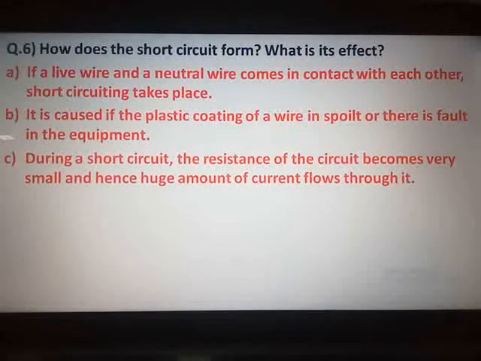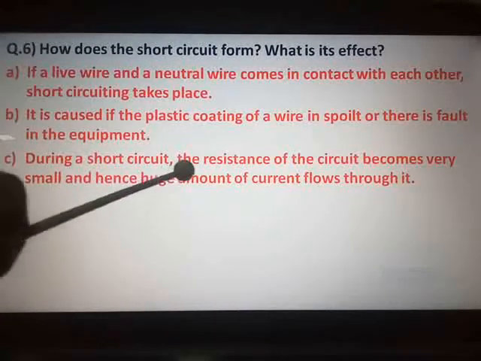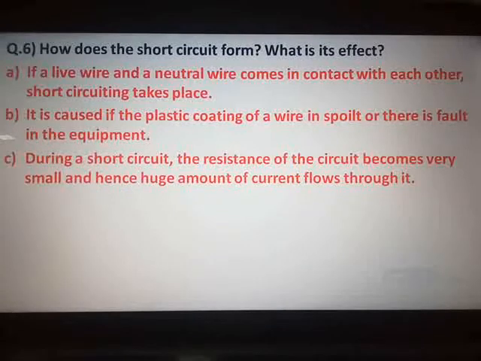What happens in a short circuit? The resistance of the circuit becomes very small and a huge amount of current flows through it. You can see the points are given in the last paragraph. Only thing is you have to modify the points. Don't write it as it is given in the textbook.